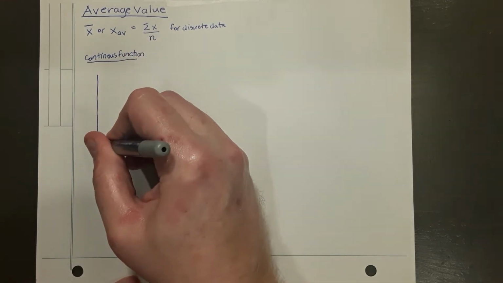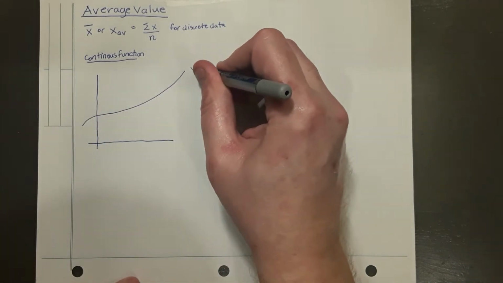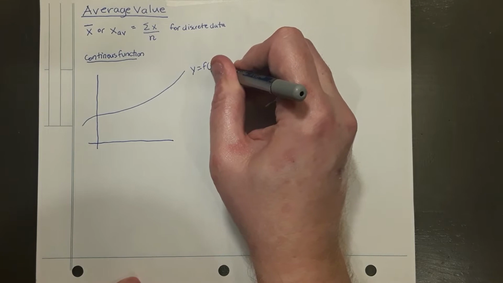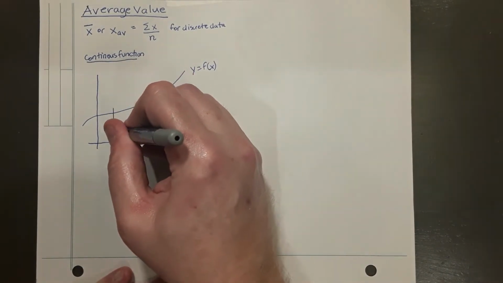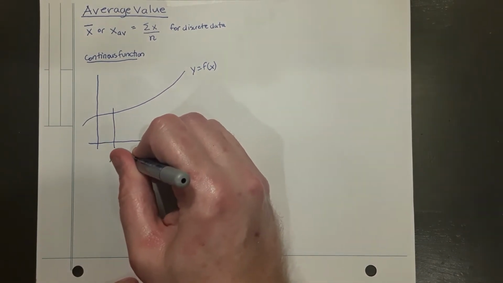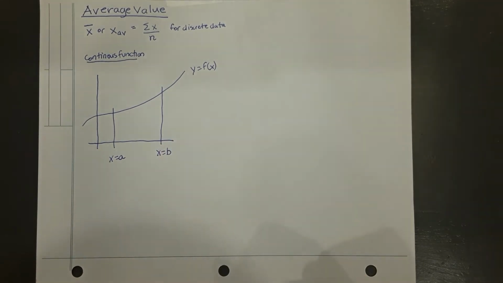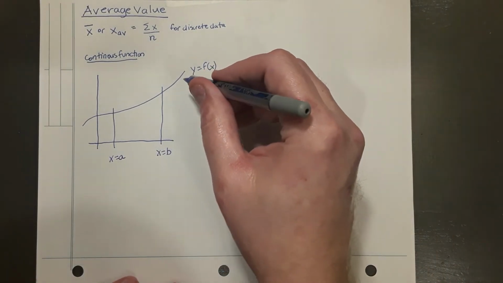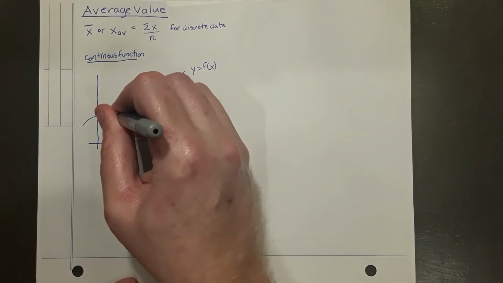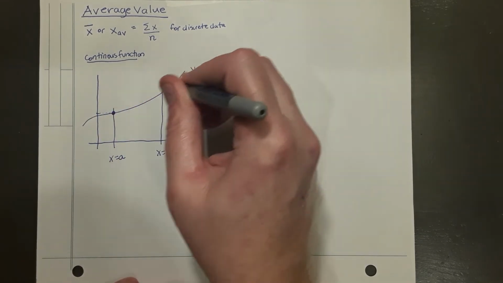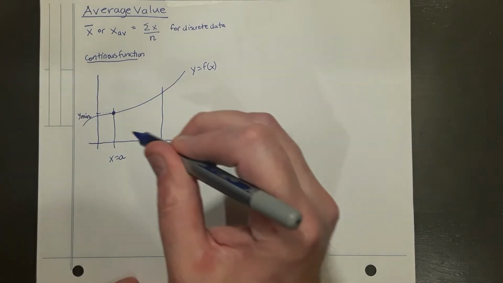So when we look at a continuous function, if I graph a typical continuous function, y equals f of x, and I am interested in finding the average value of this function between the limits x equal a and x equal b, you'll notice that if I substitute x equal a into this general function, it's going to produce, in this case, the minimum value over that interval.